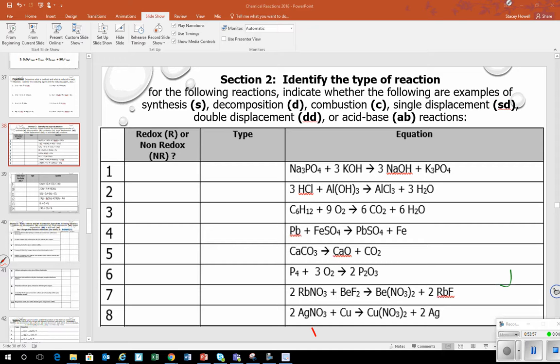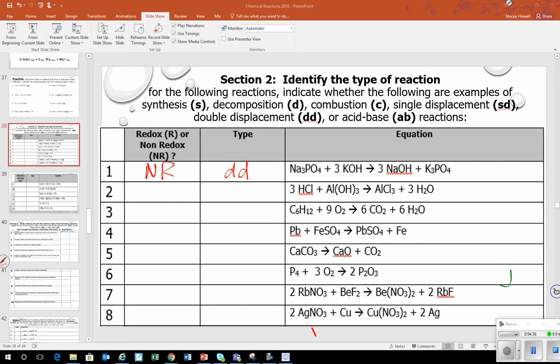Compound, compound, new compound, new compound. What type? Look at all the different kinds. Compound, compound, new compound, new compound. Double displacement. They switch partners. Is it a redox or not a redox? What was the clue for redox? An element by itself. Does this have an element by itself? So it's not a redox.